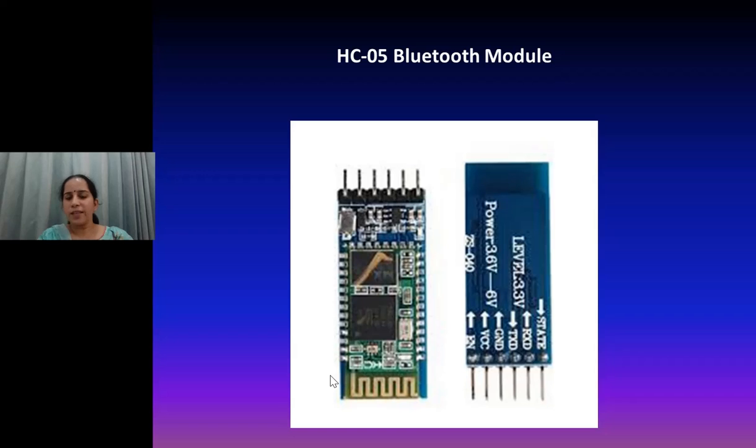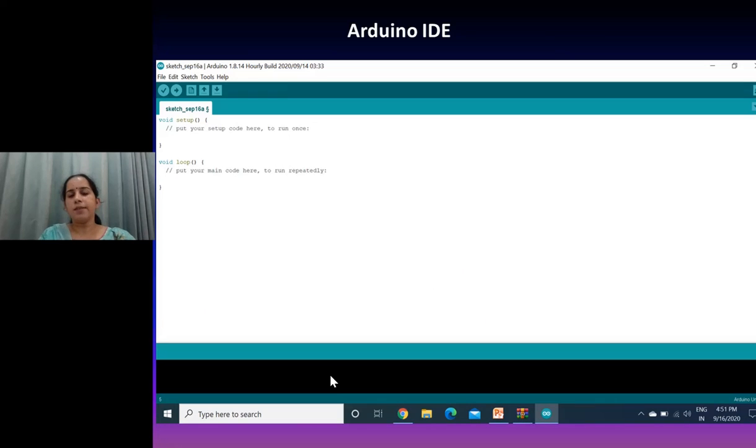Bluetooth module HC05 takes the instruction from the mobile and passes it on to Arduino. Arduino further processes it, and accordingly it will send the instruction to the relay. If I want to work on Wi-Fi, then I need a module that is capable of handling your instructions over Wi-Fi. This is a software, Arduino IDE, Arduino Integrated Development Environment, that is used to write code.